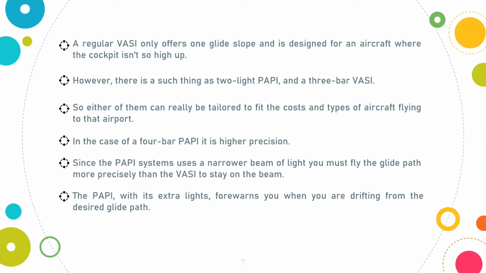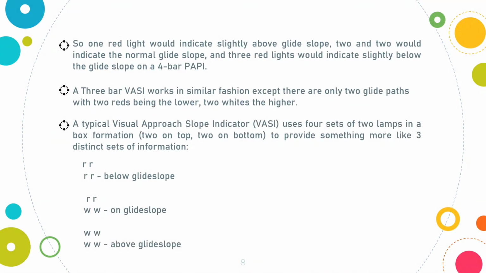The PAPI with its extra light forewarns when you are drifting from the desired glide path. So, one red light would indicate slightly above the glide slope, 2 and 2 would indicate normal glide slope, and 3 red lights would indicate slightly below the glide slope on the 4-light PAPI. A 3-bar VASI works in a similar fashion except there are only 2 glide paths, with 2 reds being the lower, 2 whites being the higher.